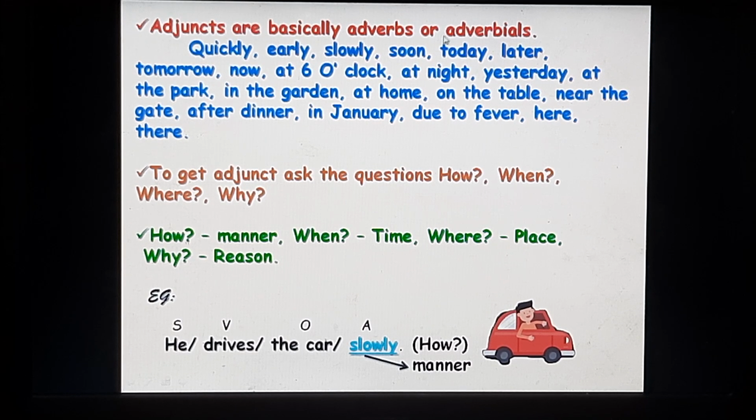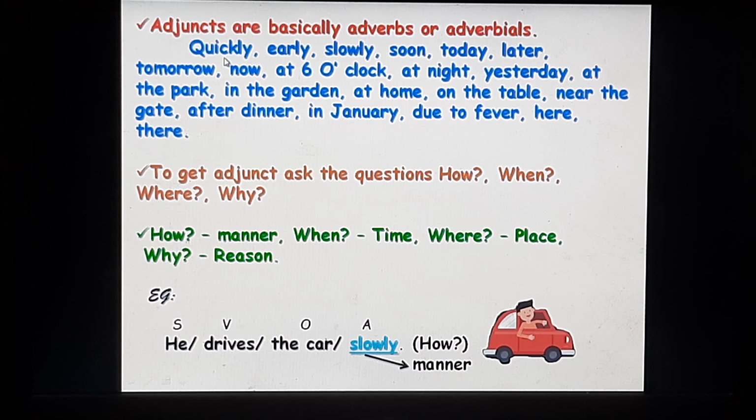Adjuncts are basically adverbs or adverbials. Quickly, early, slowly, soon, today, later, tomorrow, now, at 6 o'clock, at night, yesterday, at the park, in the garden, at home, on the table, near the gate, after dinner, in January, due to fever, here, there are all adverbials or adverbs called adjuncts. To get an adjunct, ask the question how, when, where, and why. How for manner, when for time, where for place, and why for reason.